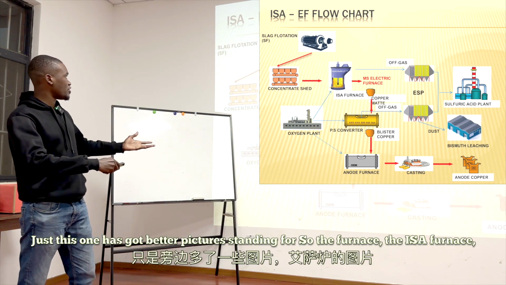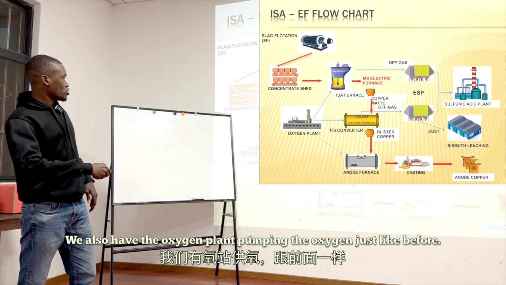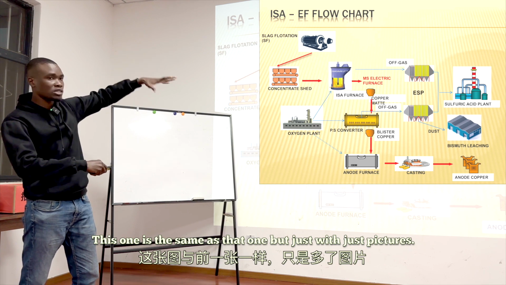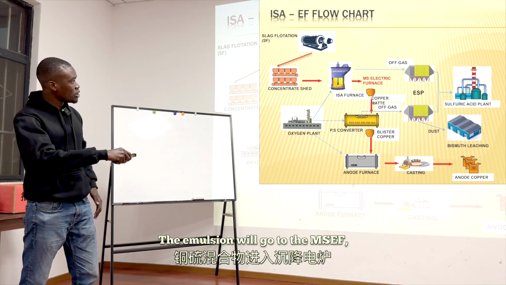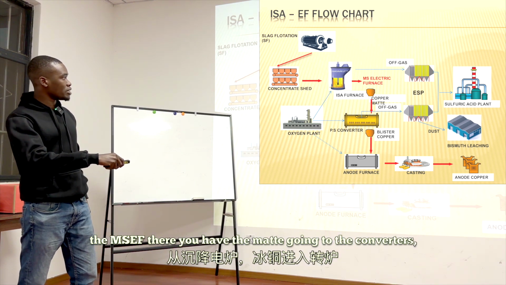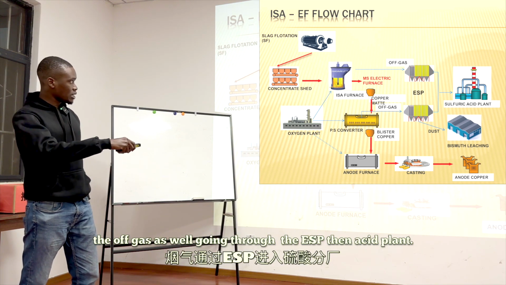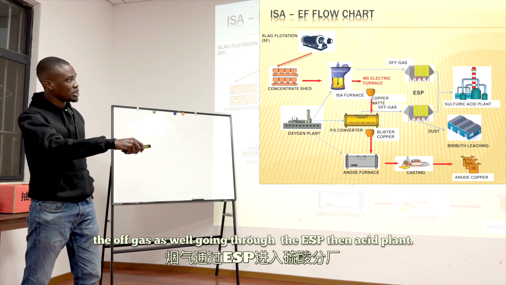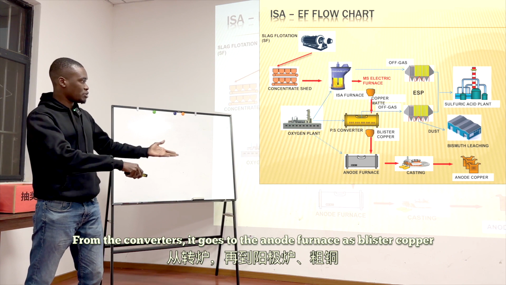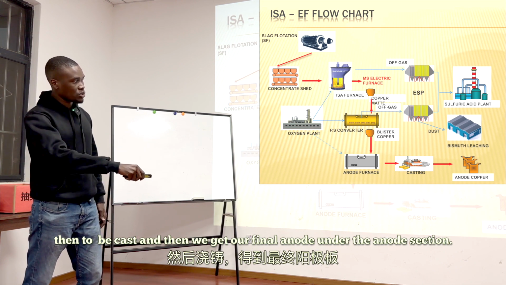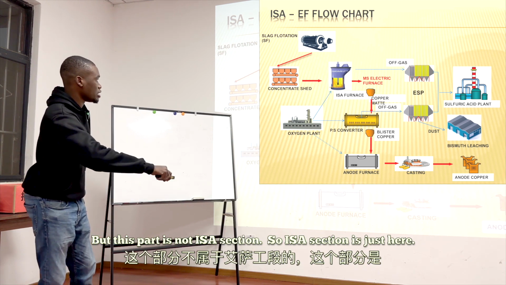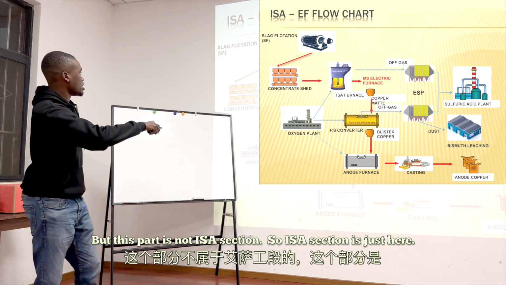So the ISA furnace, we've got the concentrate shed. We also have the oxygen plant pumping the oxygen, just like before. This one is the same as that one, but just with pictures. The emulsion will go to the MSEF. The MSEF, you have the matte going to the converters, the off gas as well going through the ESP, then the acid plant. From the converters it goes to the anode furnace as blister copper, then to be cast, and then we get our final anodes under the anode section. But this part is not ISA section. So the ISA section is just here.